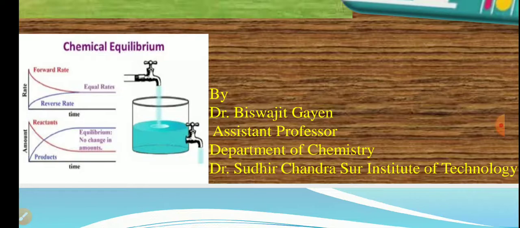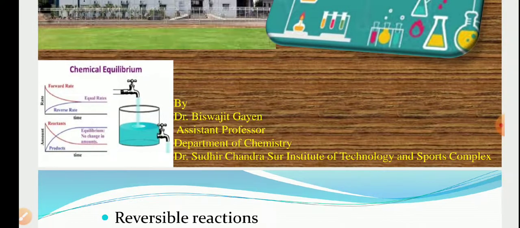If you look at this water tank, there is an input and an output. If the rate of input and output are the same, then the water level in the tank will remain constant. You will see that there is no change in the water tank, but ultimately there is a change happening within the water tank, in a dynamic equilibrium.